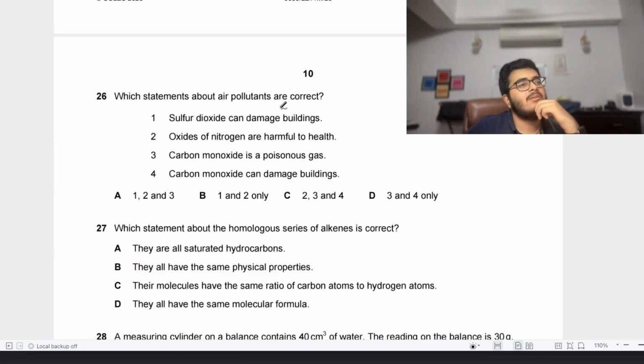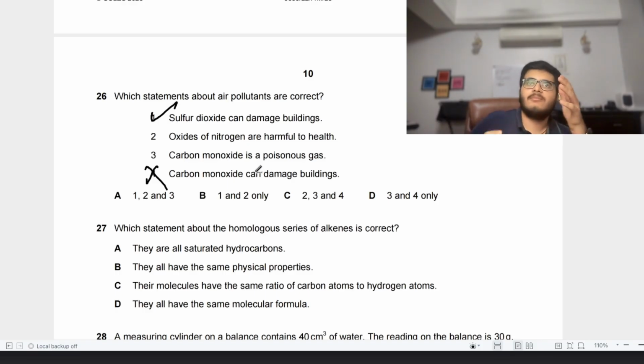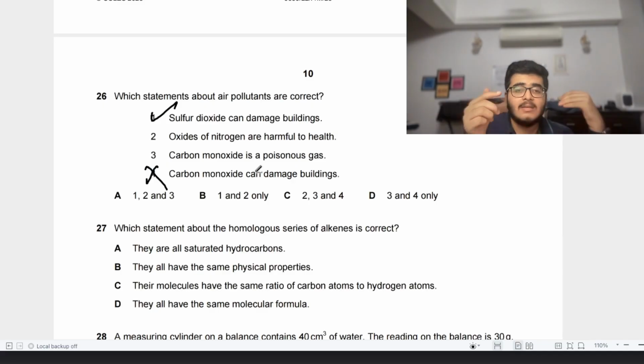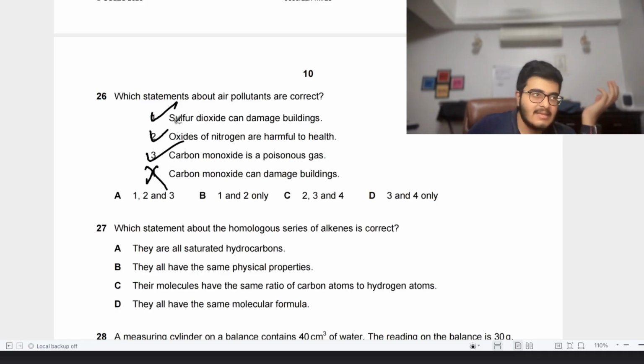Which statements about air pollutants are correct? Sulfur dioxide can damage buildings very well. Carbon monoxide cannot damage buildings. Carbon monoxide is a poisonous gas because, instead of oxygen binding with hemoglobin, it comes in between and binds with hemoglobin. So there is no space for oxygen to bind, and your body cannot transport oxygen. It is going to cause a lack of oxygen in your body, and that's why it's called a poisonous gas. Oxides of nitrogen are harmful to health. Yes, the fumes are harmful to health. So 1, 2 and 3. So A part is the correct answer for this.